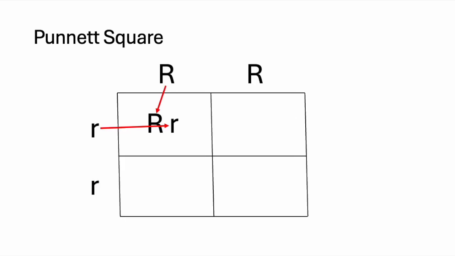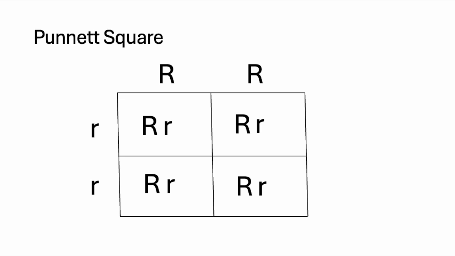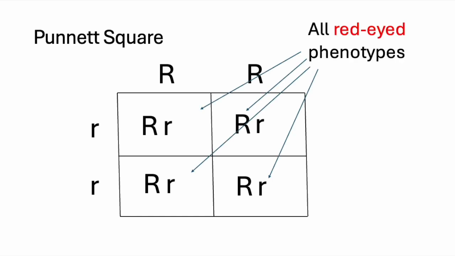As you can see, all the offspring in this cross would have the genotype capital R, small r, meaning they are heterozygous. This means that all the offspring would have red eyes, even though they carry a recessive allele for white eyes.